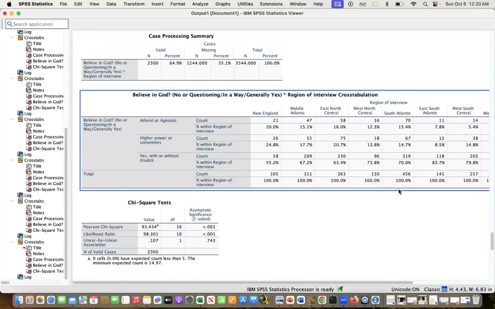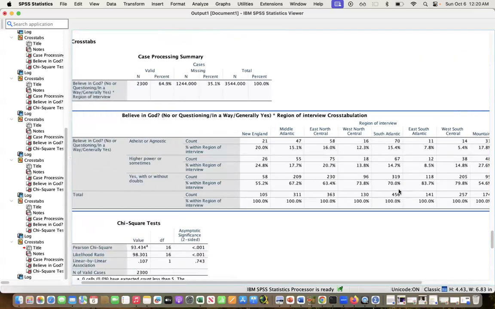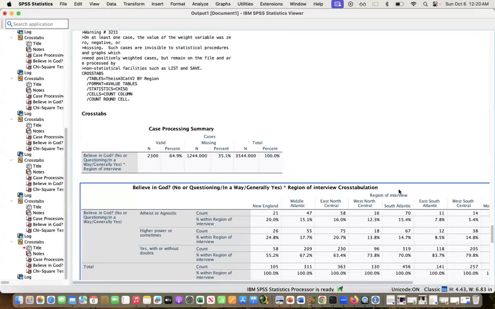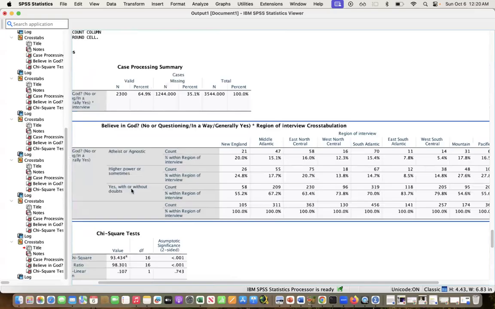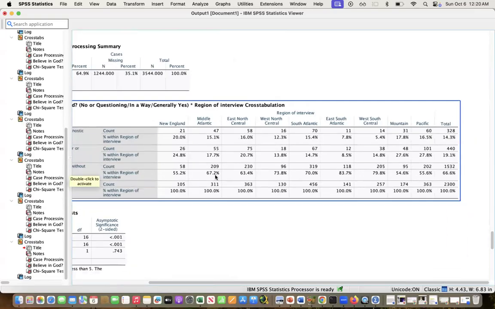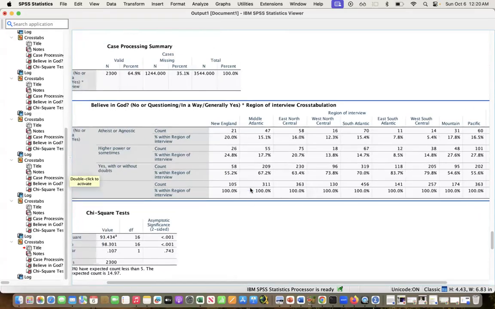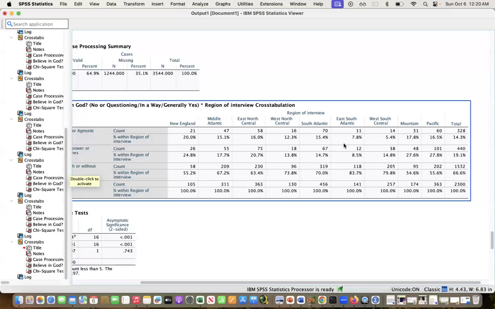And they're both significant. Here we can see this is just the regular region, New England. We can see about 55%. This is the people who believe in God with or without doubts. This goes to the 60s, 70s, around 80, back to around the 50s. So we can see there's a lot of variation by region. And if we look here, these are under 10%, etc.